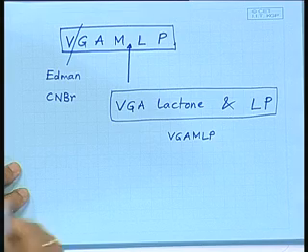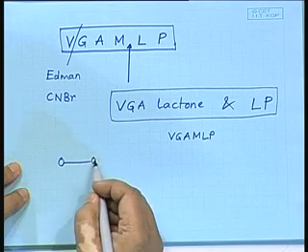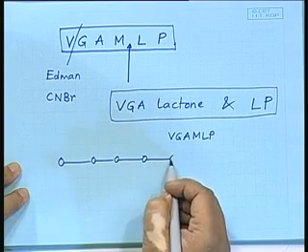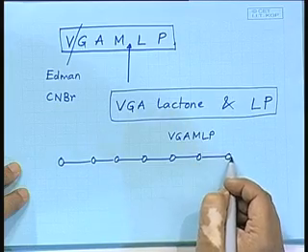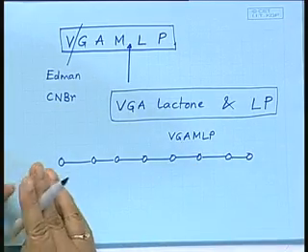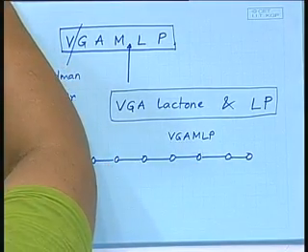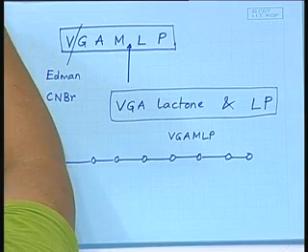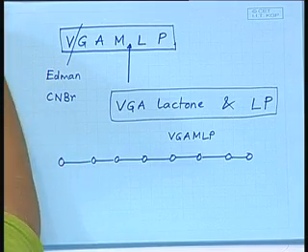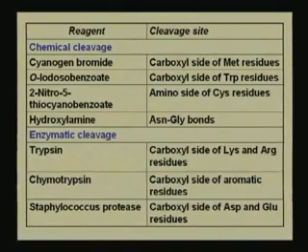What do I mean by that? I mean that if I have a long chain now, I can use either an enzymatic cleavage or a chemical cleavage. What is that? If we get back to the slides here, I can have a chemical cleavage where I use cyanogen bromide, which will cleave on the carboxyl side of methionine residues.